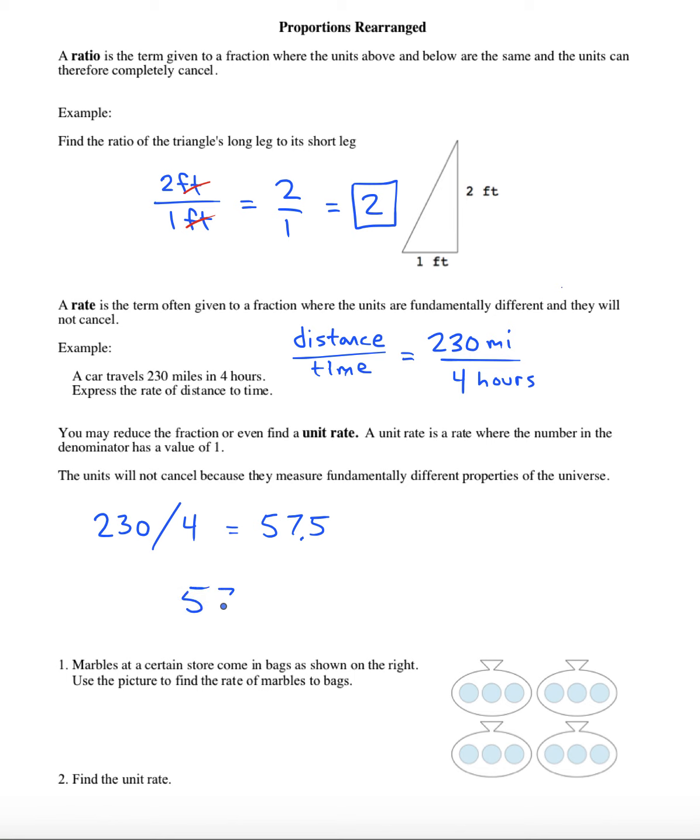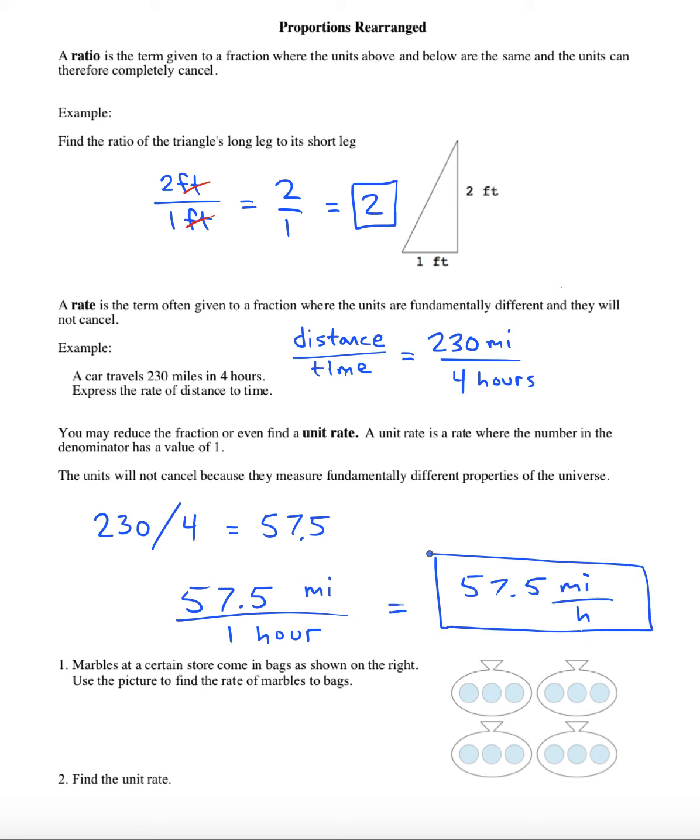So 57.5 miles per every 1 hour is the unit rate. And write it without the 1, that's fine too.